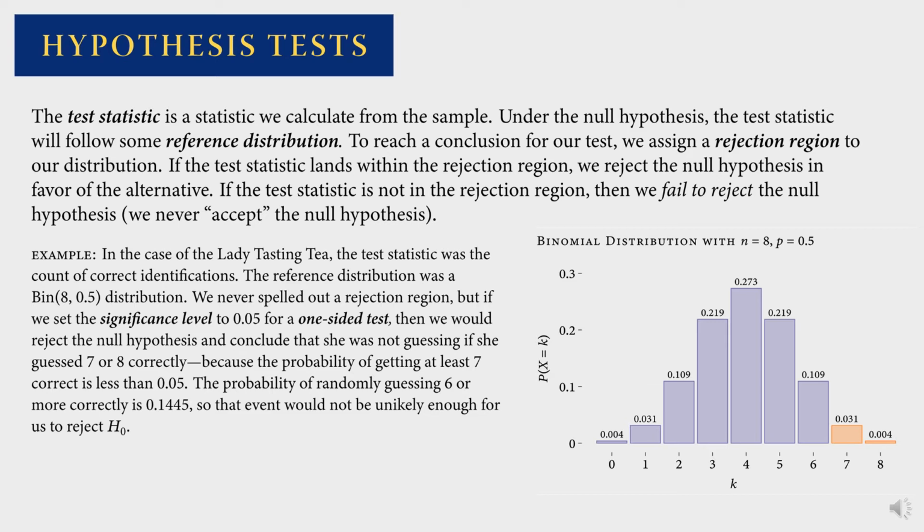Then our rejection region would be 7 or 8. If she got 7 or 8 correct, we reject the null hypothesis. And that's because the probability of getting at least 7 is 0.035, and that's less than 0.05. On the other hand, the probability of getting at least 6 correct by guessing is 0.1445, and that's greater than 0.05. So if she got 6 right, we would fail to reject the null hypothesis.